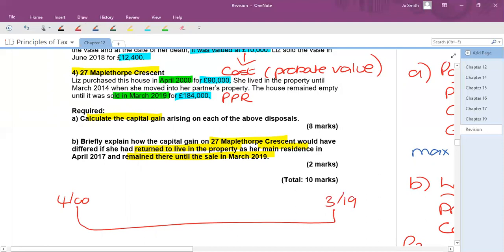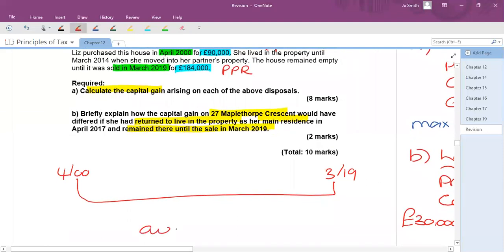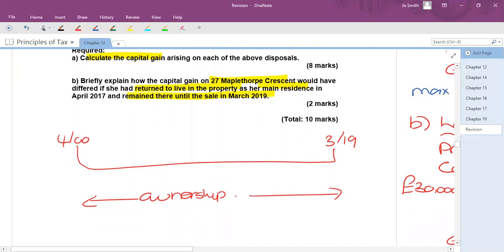So the first thing we want to do is calculate how long she's owned that property, from when she bought it to when she sold it. And what we've got there is 19 years exactly. If we multiply that by 12, it gives us 228 months. It's usually easier to convert these into months because of how we have to calculate everything.